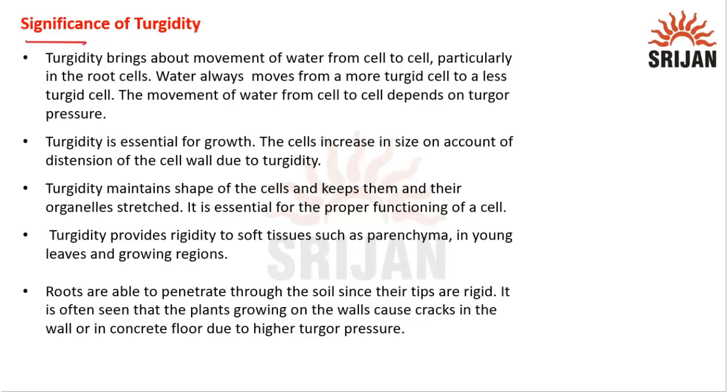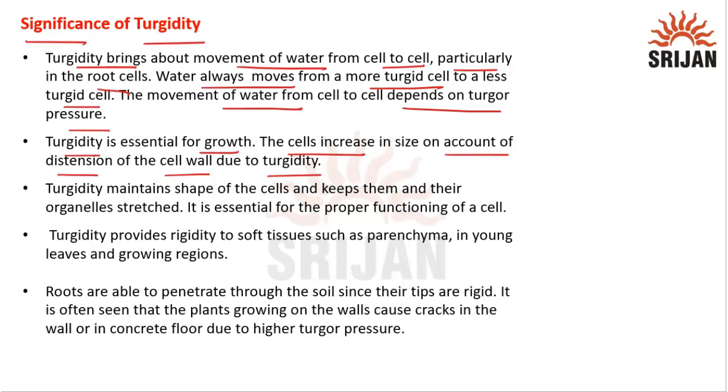Now, significance of turgidity. Turgidity brings about movement of water from cell to cell, particularly in the root cells. Water always moves from a more turgid cell to a less turgid cell. The movement of water from cell to cell depends on turgor pressure. Turgidity is essential for growth. The cells increase in size on account of distension of the cell wall due to turgidity.